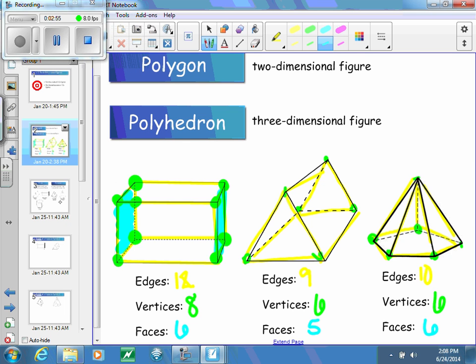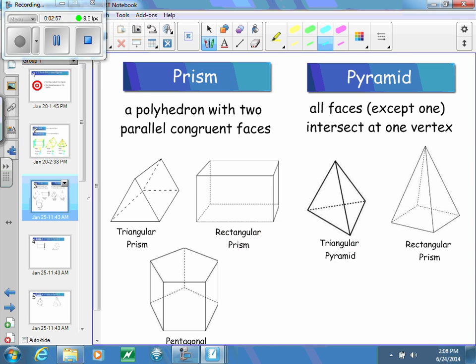So just looking those over, the reason we're talking about that is because it's going to help determine whether we have a prism or a pyramid. A prism is a polyhedron with 2 parallel congruent faces. Here's a couple examples. I have a triangular prism. The reason that's called a triangular prism is because it has 2 triangles that are parallel to each other. They're never going to touch each other. That's kind of like the back and the front, or the top or the bottom.